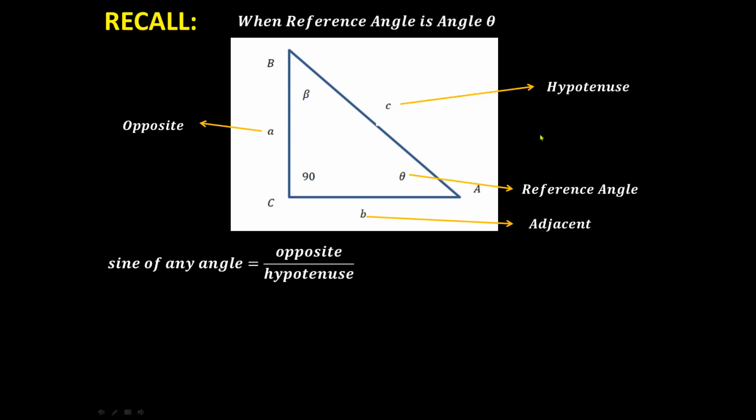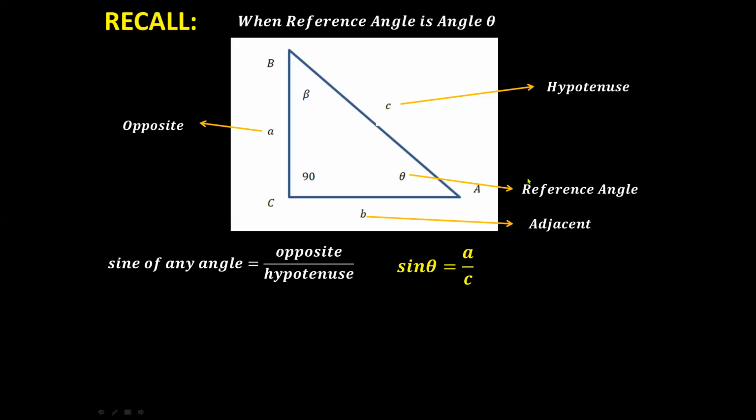Now, we go back to the trigonometric function. Sine of any angle is opposite over hypotenuse. So, ang opposite is A, ang hypotenuse is C. And the angle natin is represented by theta. That is why sine of theta is equal to A over C. Dahil nga opposite over hypotenuse tayo, kaya A over C yan.